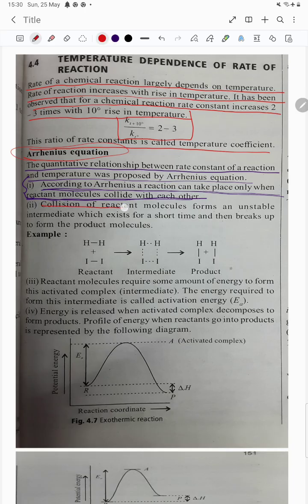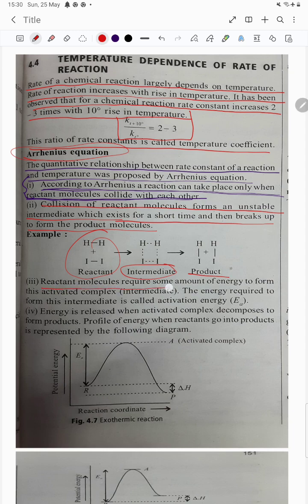Second point, collision of reactant molecules forms an unstable intermediate which exists for a short time and then breaks up to form the product molecules. So they are going to form the intermediate. Two reactants combine, form an intermediate, and then decompose into the product. Now come to the third point.